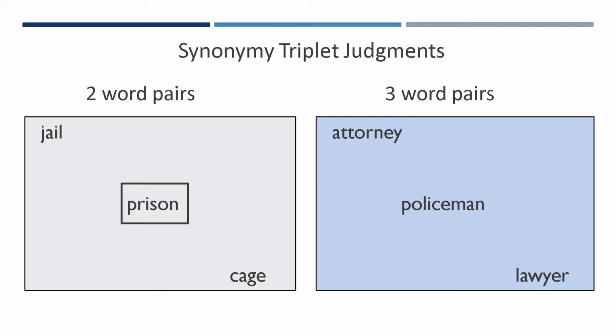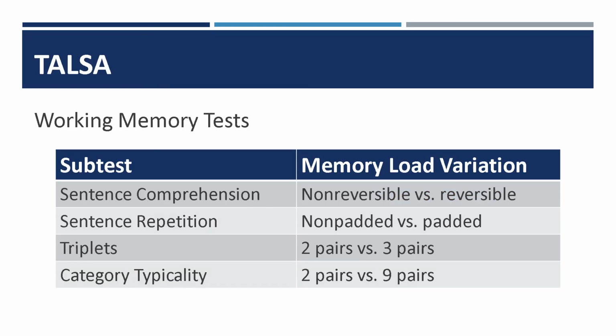In the second version, on the right, there is no box to narrow down the choices. This time, they have to juggle three word pairs in their working memory: attorney and policeman, policeman and lawyer, and attorney and lawyer. The three-word pairs version results in increased memory load and is more difficult for everyone. But some people with aphasia have a disproportionately harder time with the three-word pair version, indicating working memory deficits. Here is a list of all the working memory subtests. The right side of the table describes how the memory load is varied in each subtest.